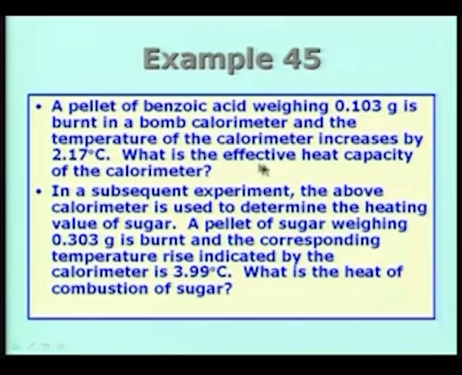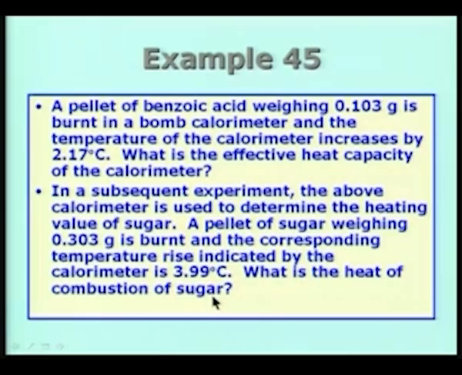So, what is the effective heat capacity of the calorimeter? That is determined from this part. In a subsequent experiment, the above calorimeter is used to determine the heating value of sugar. A pellet of sugar weighing 0.303 grams is burnt, and the corresponding temperature rise indicated by the calorimeter is 3.99 degrees Celsius. What is the heat of combustion of sugar?